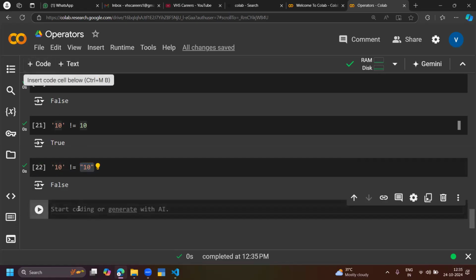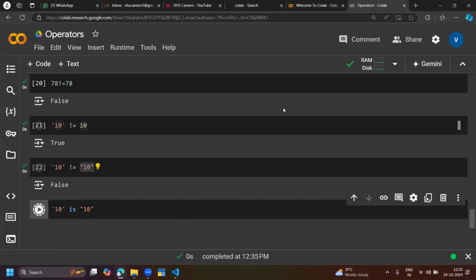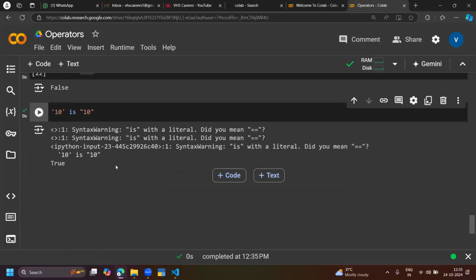Okay, let me go. One more thing. So, 10 is 10. Tell me this. Oh my God, is operator is basically not there. Literally, it is not there. Syntactical error, but it is true basically. 10 is 10 only. Is is not an operator, but it's working like it is actually asking me, please provide double equal to.